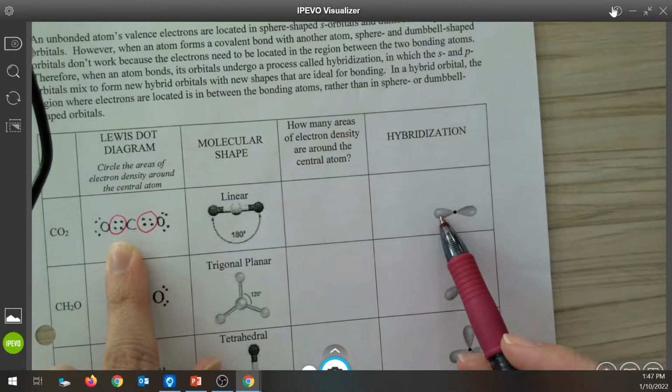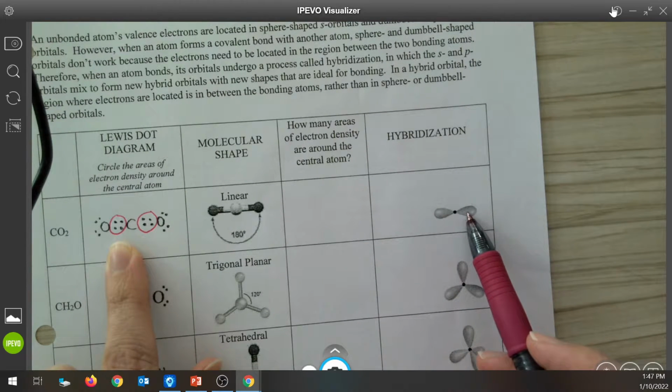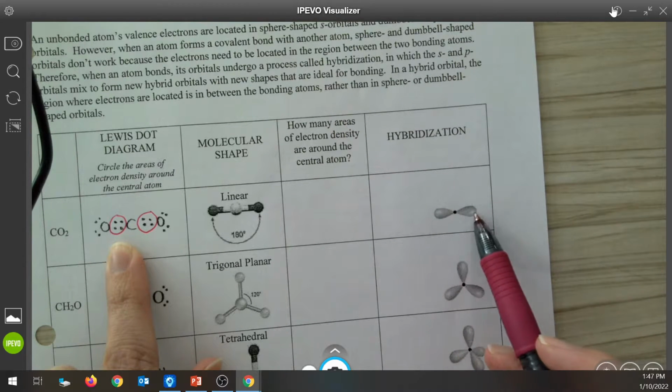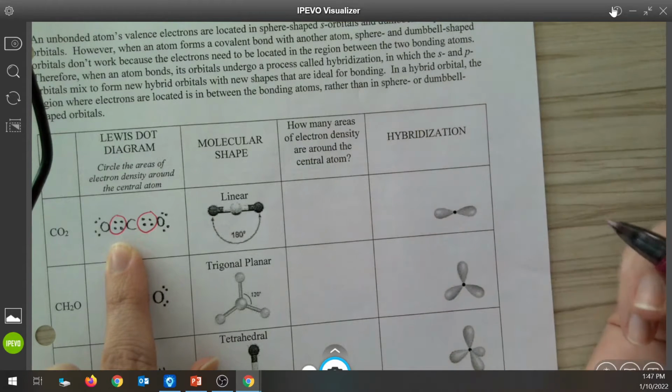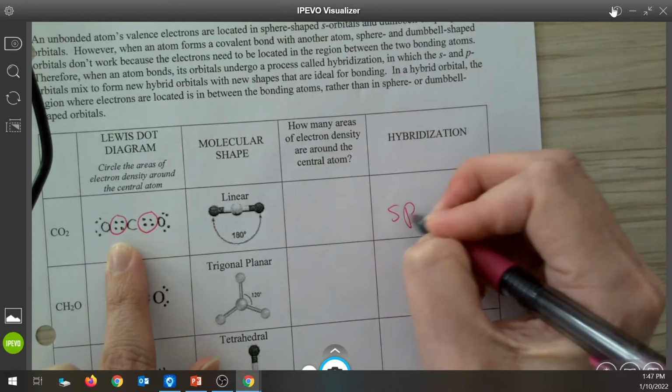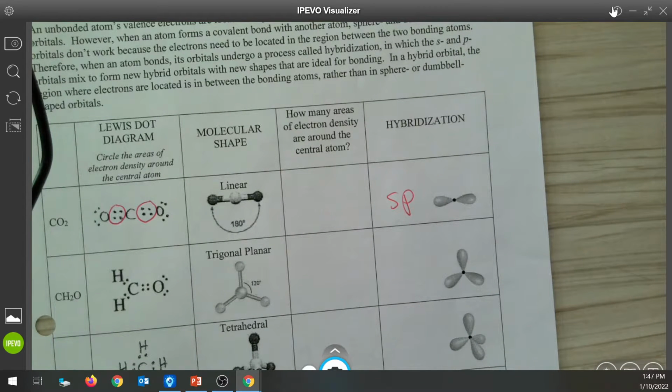That's a region where you're finding bonding electrons, and that's a region where you're finding electrons, okay? Of course, electrons can be found outside of that region, but this is the region of probable location. So the word for this shape is not s, it's not p, it's called sp. Isn't that exciting? Okay.